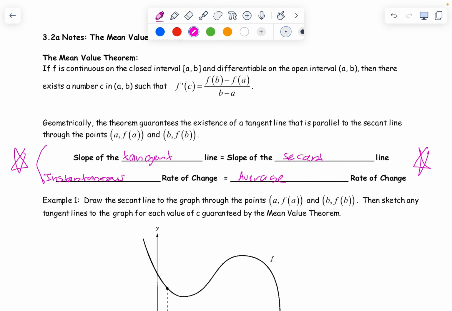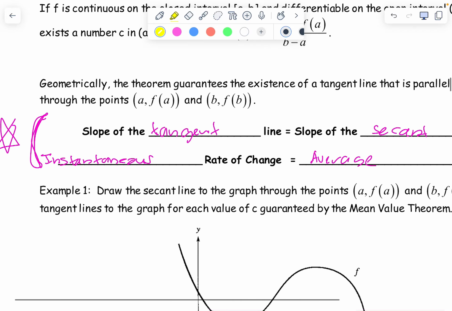Let's go ahead and read these two phrases back to back 3 times, out loud. So in summary, when I say tangent line, it is instantaneous. And when I say secant line, it is what? The average. Keep that in mind.